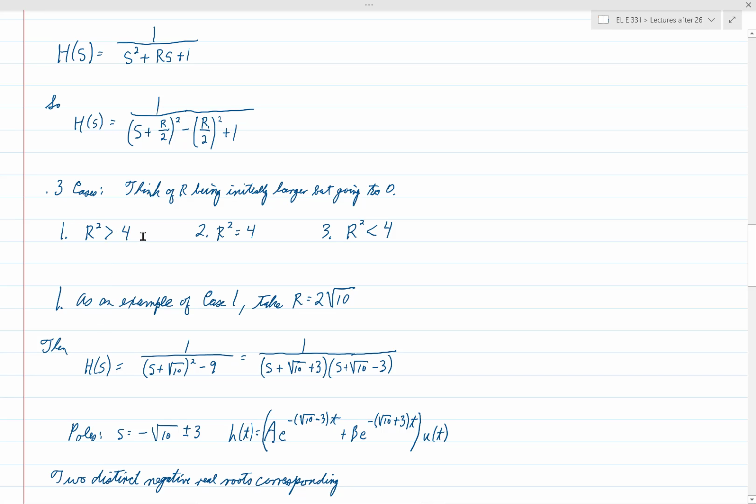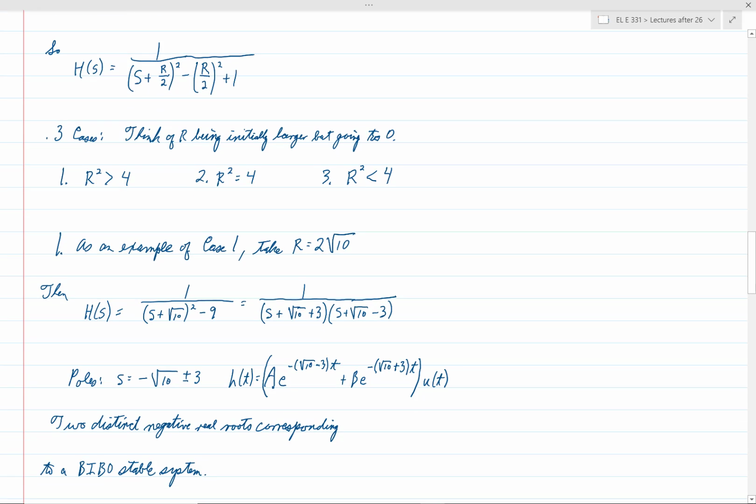For case number 1, R squared greater than 4. To help you see what's going on here, I'd like to pick a definite value of R that will make R squared greater than 4. So I decided to pick R equals 2 times the square root of 10, because when we square that, we would get 4 times 10, or 40, and certainly that's greater than 4. So we'll pick R equals 2 times the square root of 10.